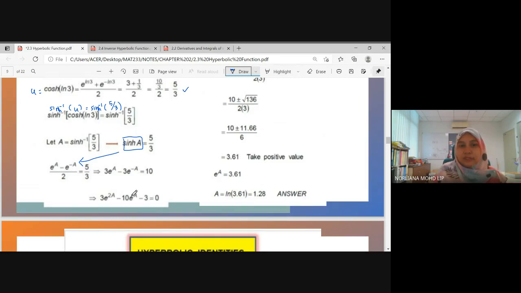So, yang ni pun sama. Yang ni untuk, ni awak kena jadikan 3 over, untuk yang ni lah. So, dia akan dapat ni tadi. 3e^A minus 3 over e^A minus 10 equal to 0. So ni untuk equation ni we multiply with exponent A. Multiply with exponent A. So we get this equation.